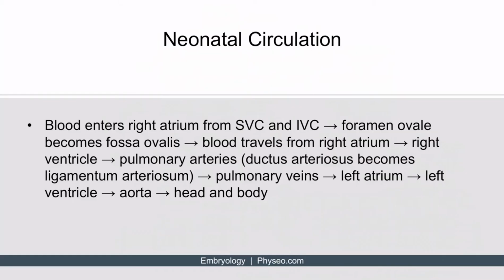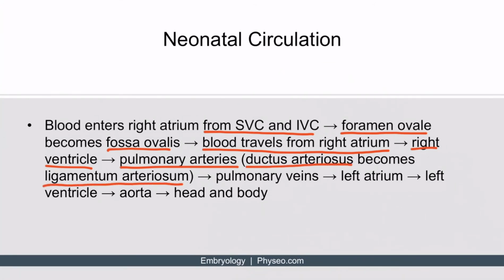This slide summarizes the details of fetal circulation, which we described with the previous image. Blood will enter the right atrium from the SVC and the IVC. The foramen ovale will become the fossa ovalis. And at this point, blood will travel from the right atrium to the right ventricle and then through the pulmonary arteries. And since the ductus arteriosus becomes the ligamentum arteriosum, then blood can go to the lungs and then travel out of the lungs through the pulmonary veins. And so the oxygenated blood will enter the left atrium and then the left ventricle and the aorta, and finally to the head and the body.